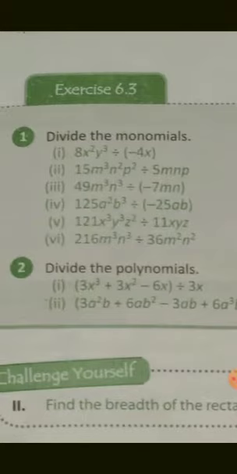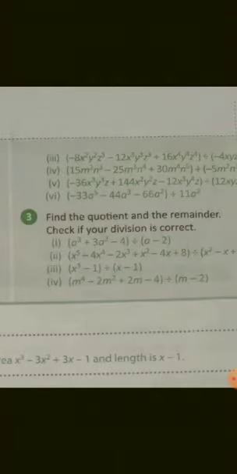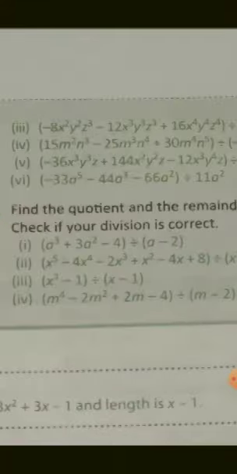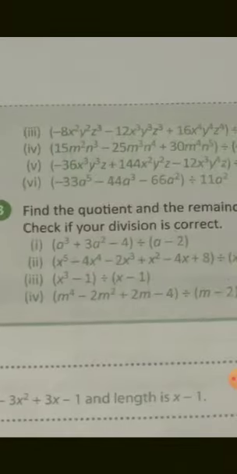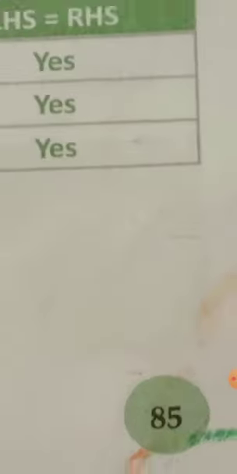This is exercise 6.3 and here are 3 questions. Question number 3 is: find the quotient and the remainder, and check if your division is correct. There are 4 questions. Question number 1 is a cube plus 3a square minus 4, which is divided by a minus 2. The page number is 85, and the chapter is 6, algebraic expressions.